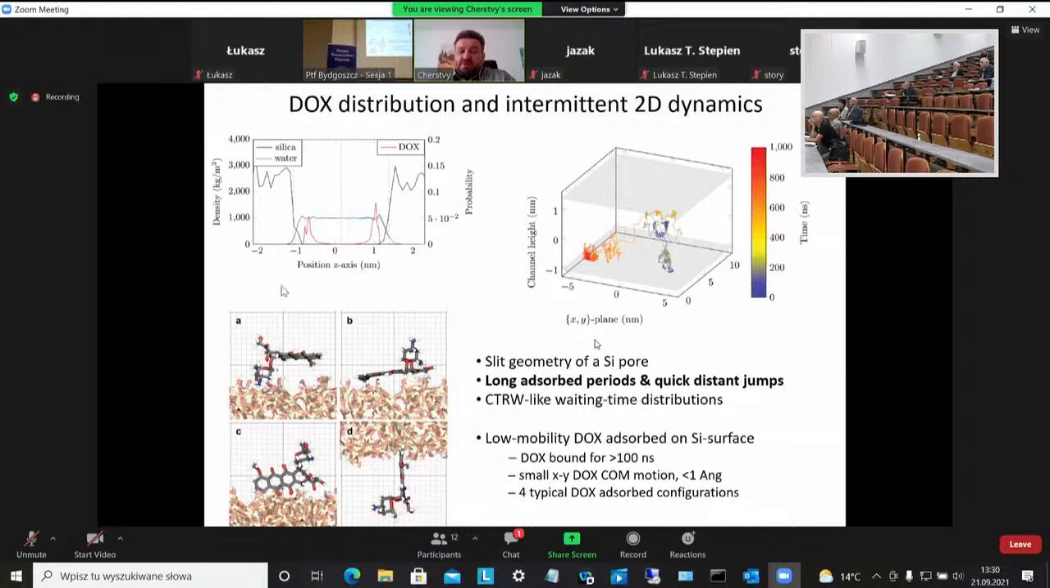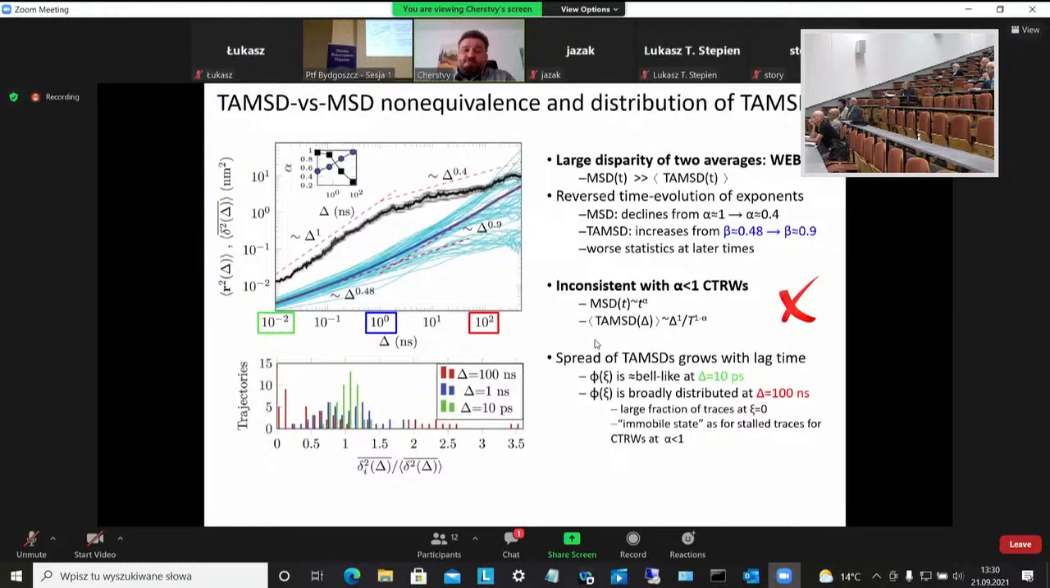Very shortly, this doxorubicin in a planar slit of silica diffuses like a two-step process. It has an adsorption mode and a diffusion mode, with quick jumping processes. In adsorption sites, it has about 4 conformations, but we are mostly interested in the diffusion mode.